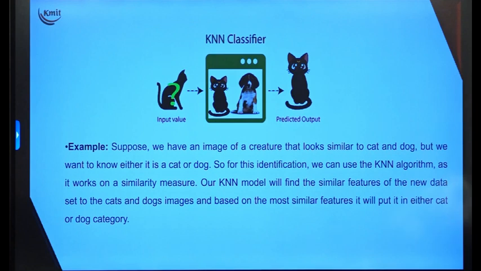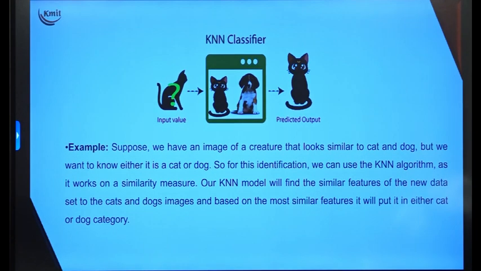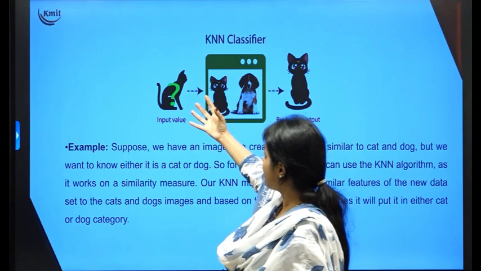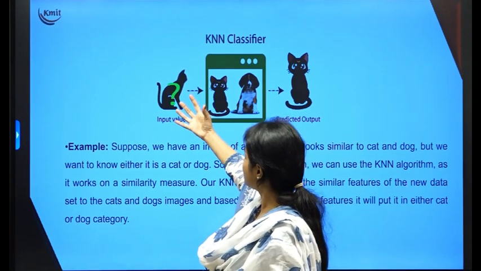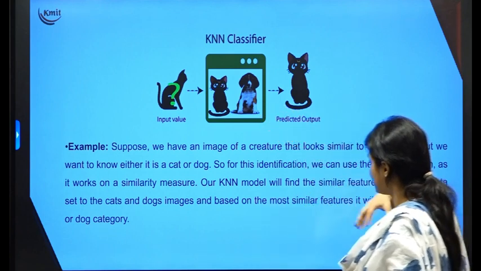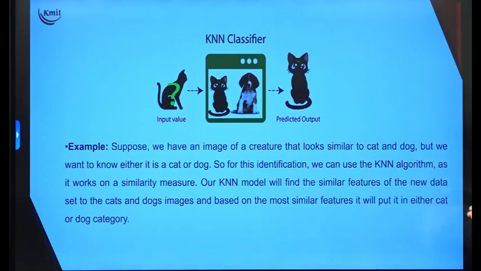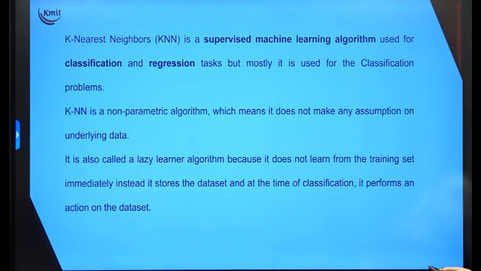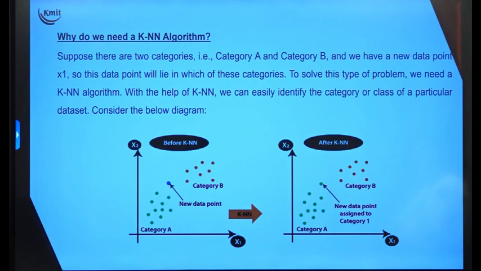Basically understand that KNN works on a similarity measure. That is, our KNN model will find the similar features of the new data whenever we give any new data. It compares the similar features of the new data with the existing data that we have taken for training, and then based on those similar features it will classify whether it is a cat or a dog.